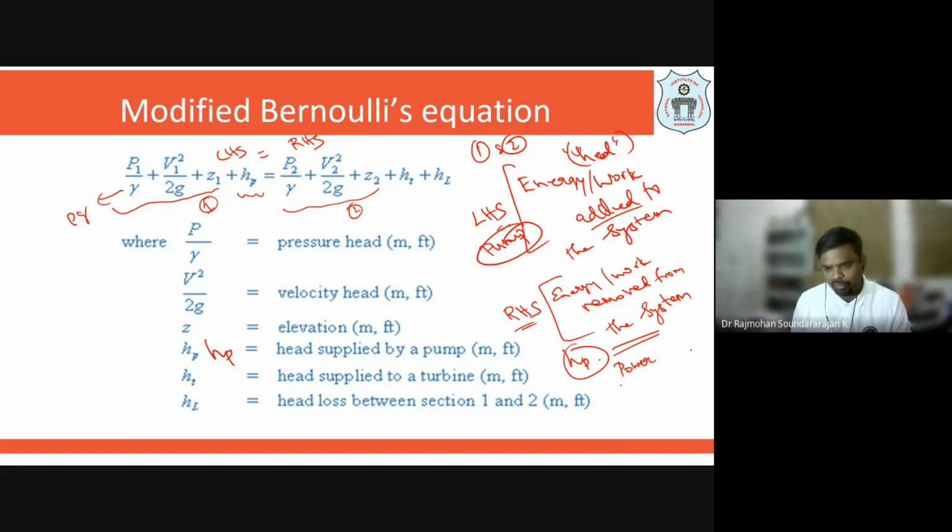The power requirement can be given by rho g Q HP, because it is like delta P into Q. That is the power requirement. Here delta P is rho g HP. So this is the pressure head multiplied by the density and the acceleration due to gravity, which gives you delta P. You multiply by the discharge and you get power.